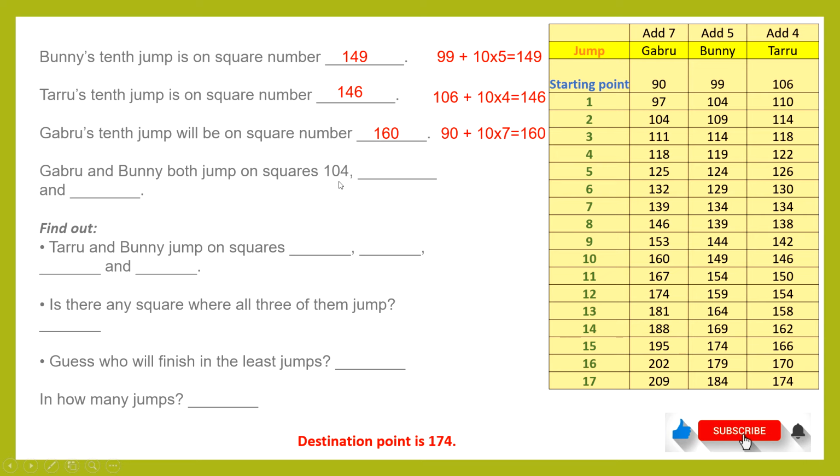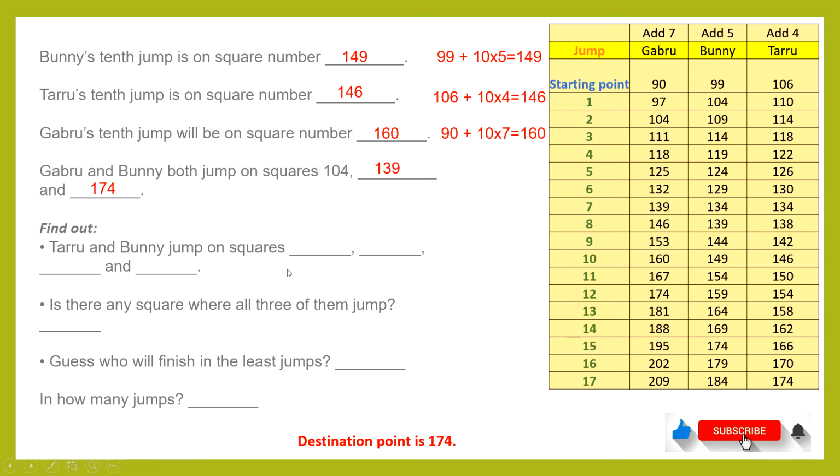Gabru and Bunny both jump on squares. So we need to figure out the matching numbers in these two columns. If you look at the matching numbers in these two columns, they are 139 and 174. So here is 139 and here is 139. 174, 174.